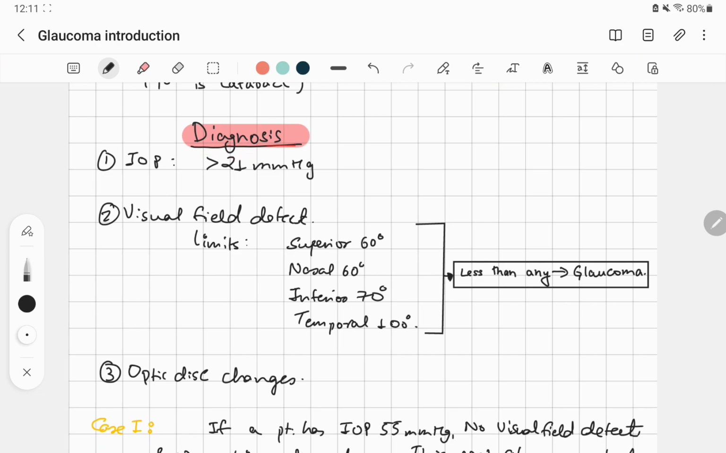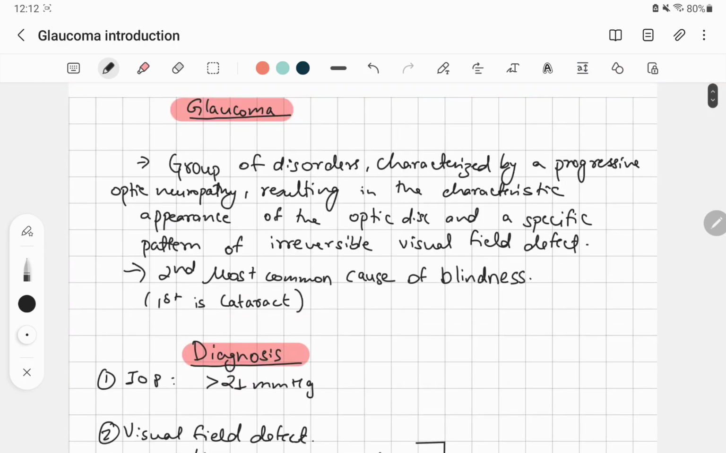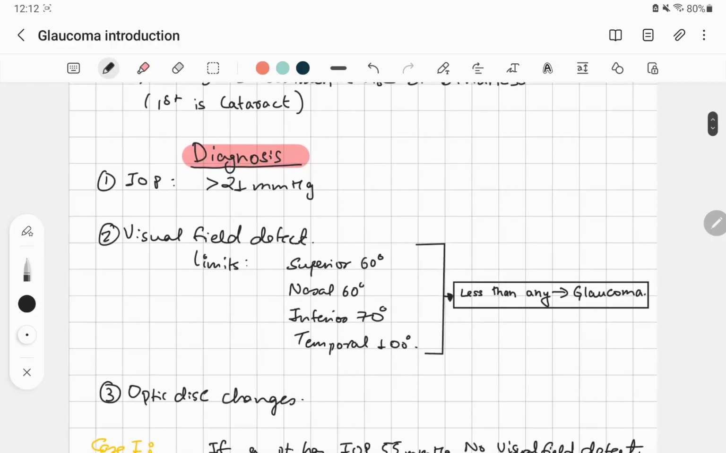For the diagnosis of glaucoma, three criteria have to be fulfilled. In glaucoma the intraocular pressure increases. The intraocular pressure should be greater than 21 millimeter of mercury, that's the first criterion. The second criterion is that there should be a visual field deficit. If the person has IOP greater than 21 millimeter of mercury and does not have a visual field defect, then that's not glaucoma.